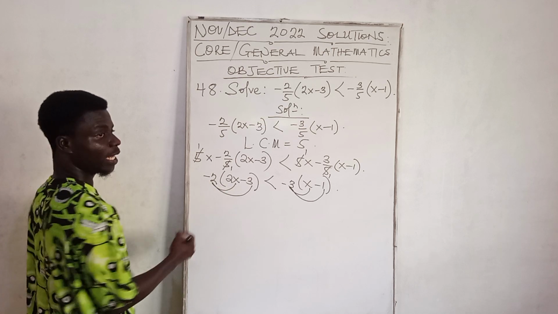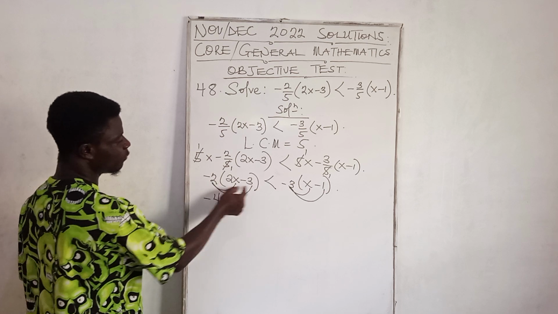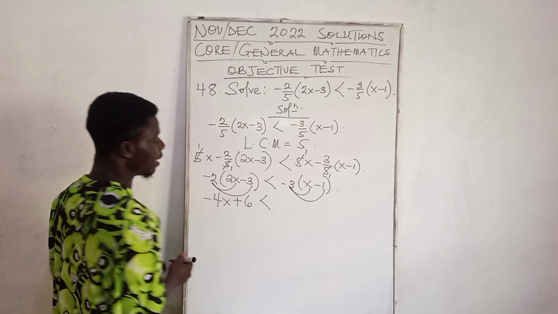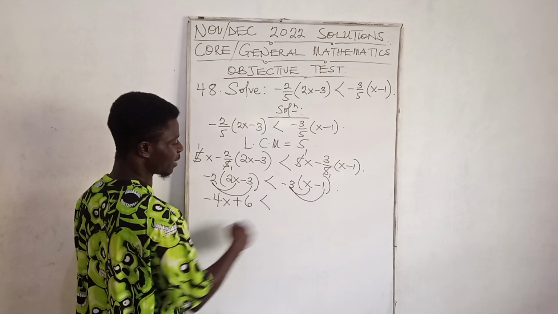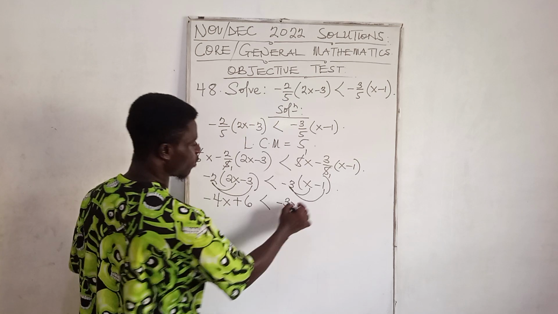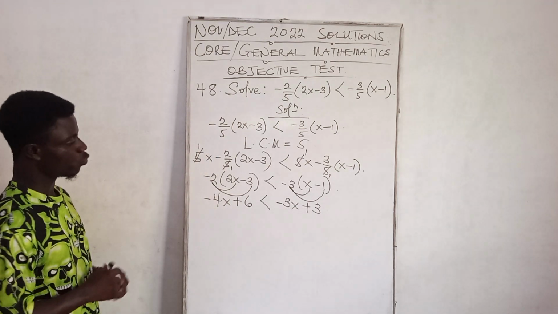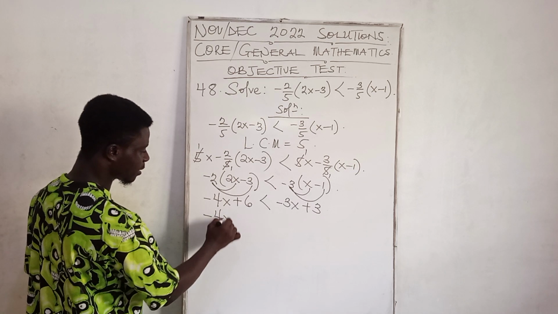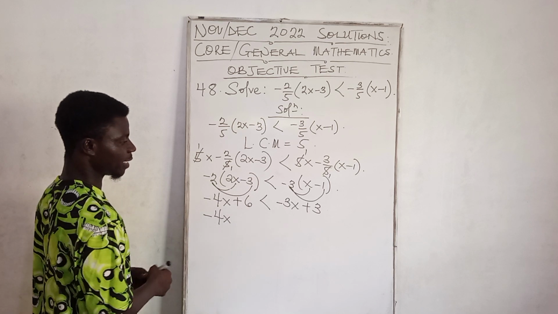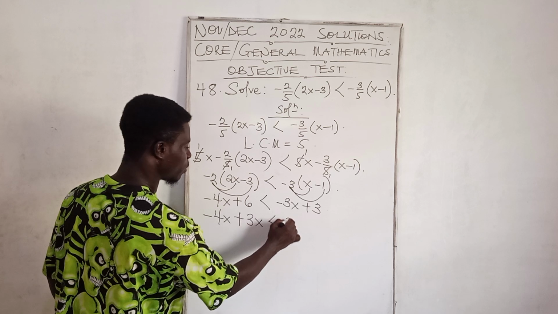So negative 2 times 2x, we get what? Negative 4x. Then negative 2 times negative 3, get positive 6, which must be less than negative 3 times x, we get negative 3x. Then negative 3 times negative 1, we get positive 3. So we have this. So we group like terms. Negative 4x. Now this one is negative 3x. When it crosses this inequality sign, it becomes positive 3x. Less than, this one is positive 3.